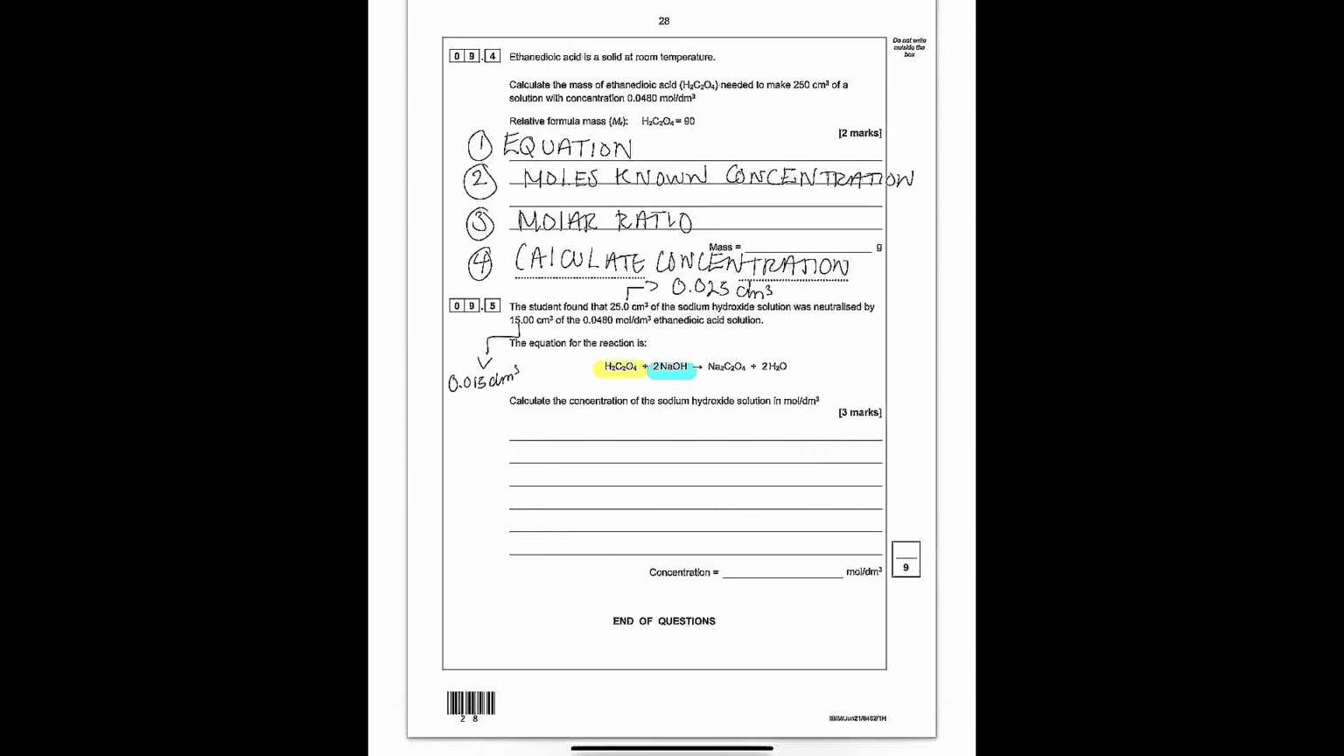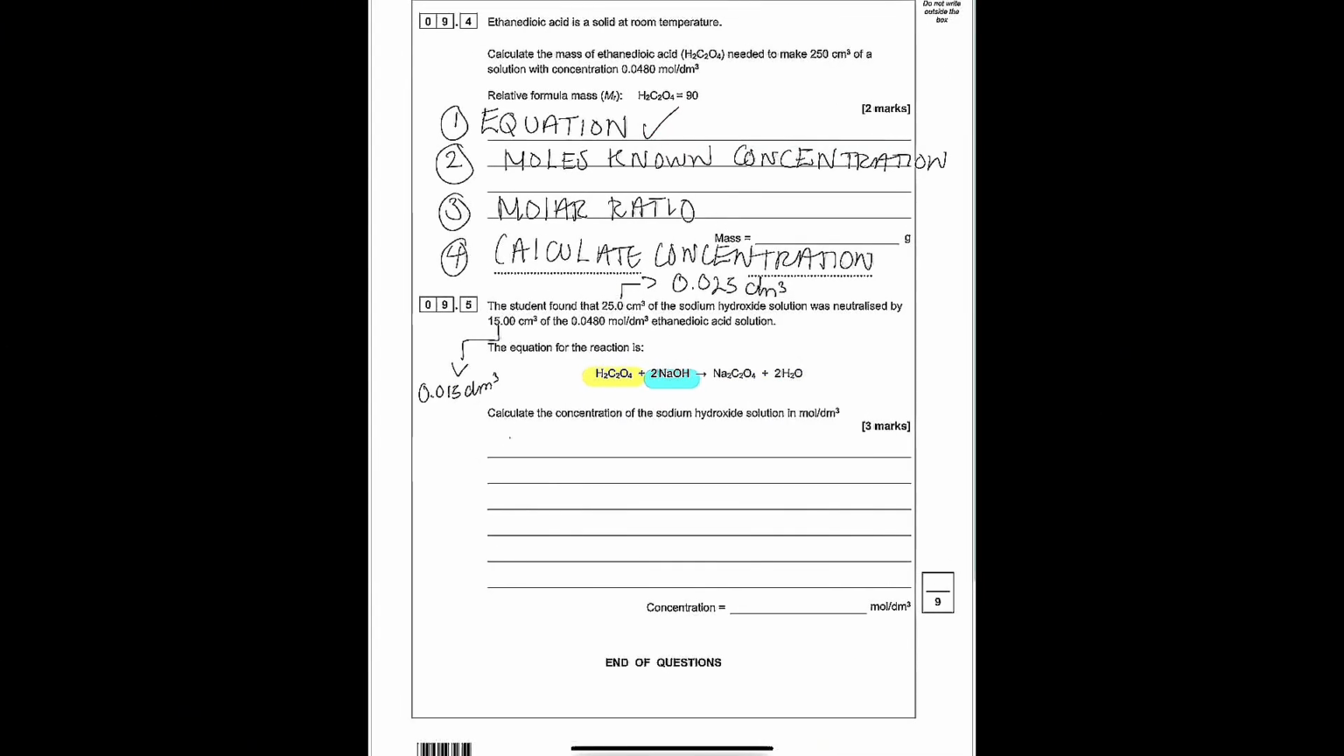Okay, so the first part we've already done, which is the equation. Just highlight the important substances that it mentions in the question. So I'm just going to tick this part over here that we've done that, okay? Now let's work out the moles of the known concentration. So in order for us to work out the concentration, we need the number of moles. So this is the equation that you are going to use. n equals concentration times by volume.